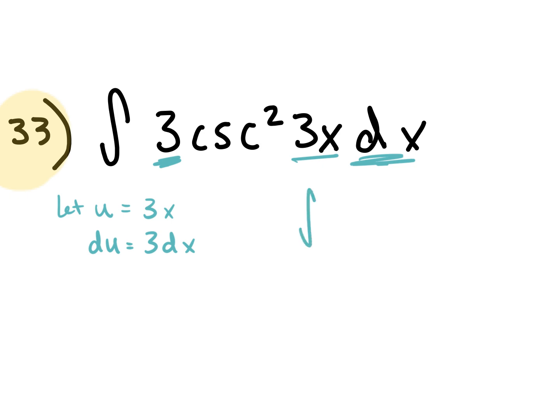So let's plug in. We've got our integral of cosecant squared of u times du. Like I said before, cosecant squared, we have an antiderivative for that. Cosecant squared is the derivative of cotangent, but this would actually be negative cotangent of u plus c. Last thing we have to do is plug back in our x's, so negative cotangent of 3x plus c.